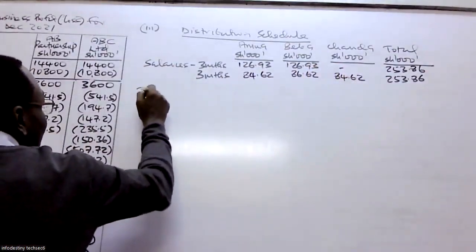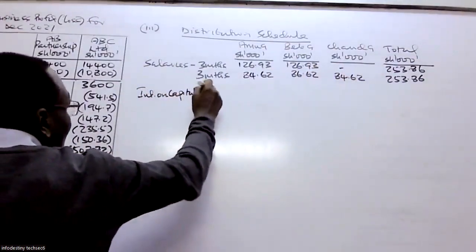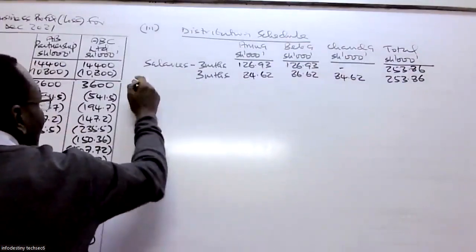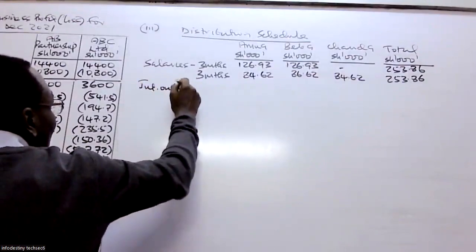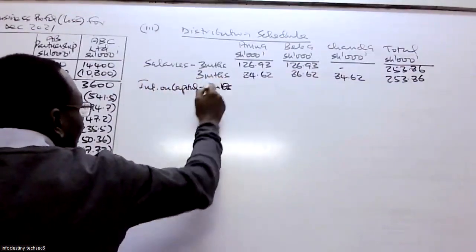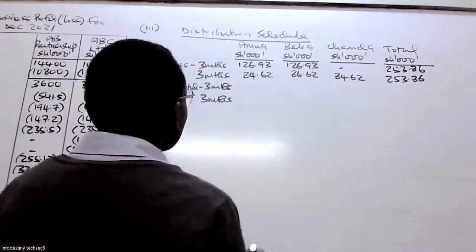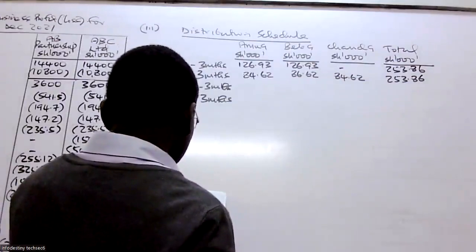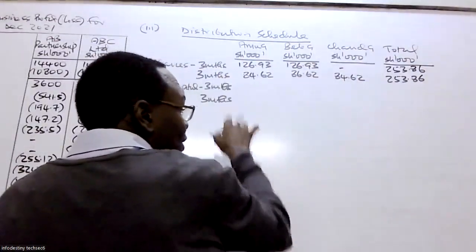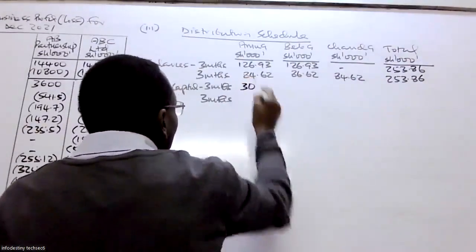Then we have interest on capital. Again, 3 months and 3 months. Interest on capital is supposed to be 10% per annum. Each one of them contributes capital of 1.2 each. So 10% for the whole year will be 120, but we apportion for only 3 months out of 12, which is a quarter. A quarter of 120 is 30 for 3 months.